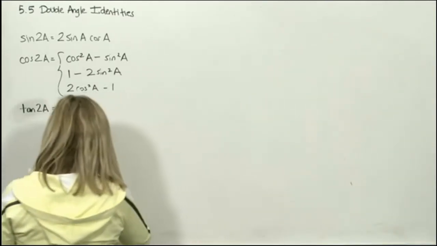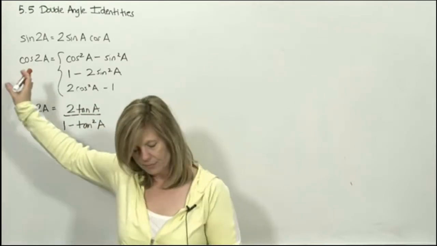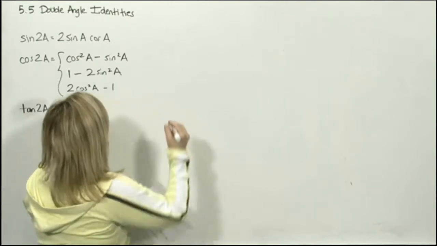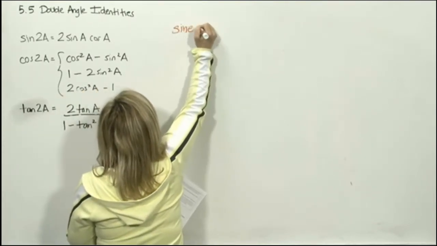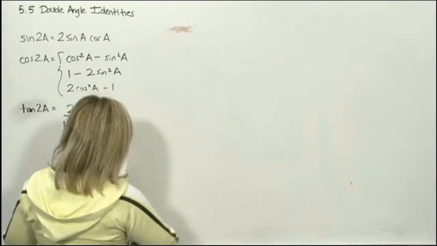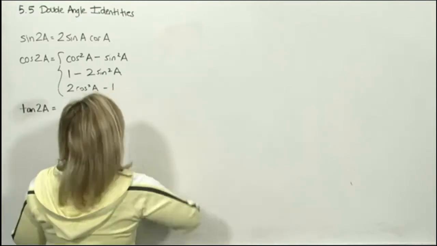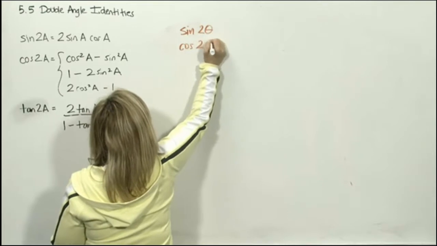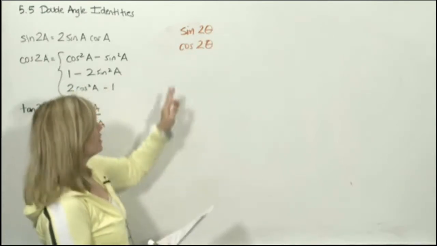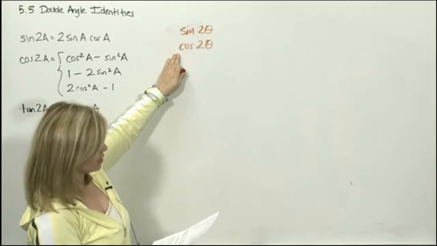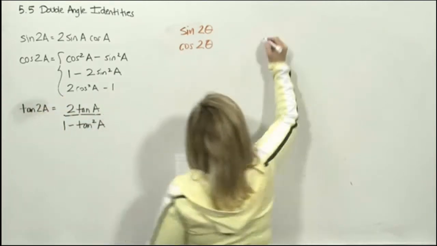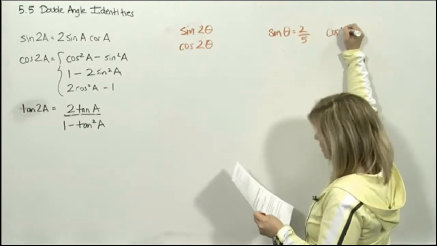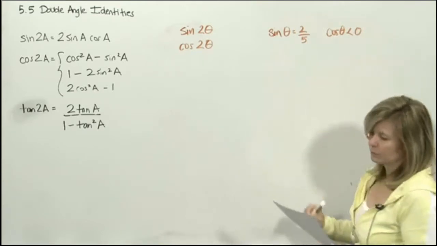Okay, example 2 says, use the identities to find the value of sine and cosine for each angle measurement. So in the directions it says to find the sine, I don't know why I wrote the whole word out, to find the sine of 2 theta and the cosine of 2 theta. Okay, that's what they're asking us. Find the value of sine of 2 theta, find the value of cosine 2 theta. And they give us some information. They give us sine theta is 2/5 and cosine theta is less than 0.